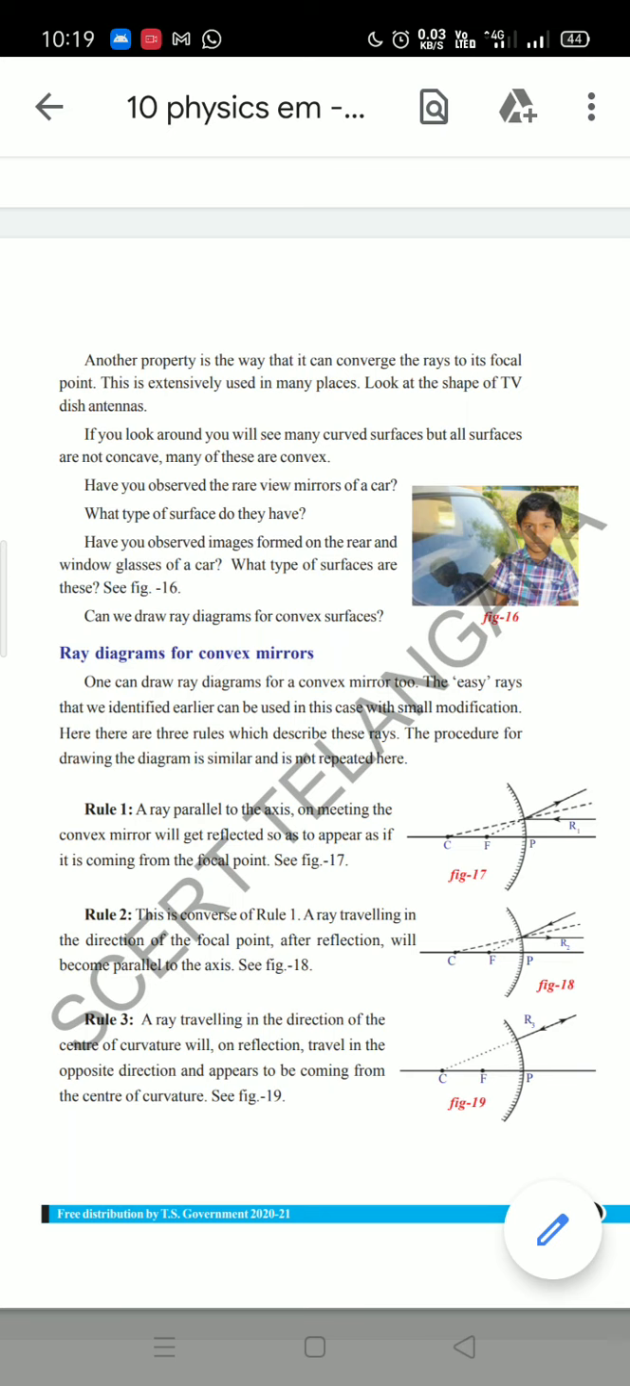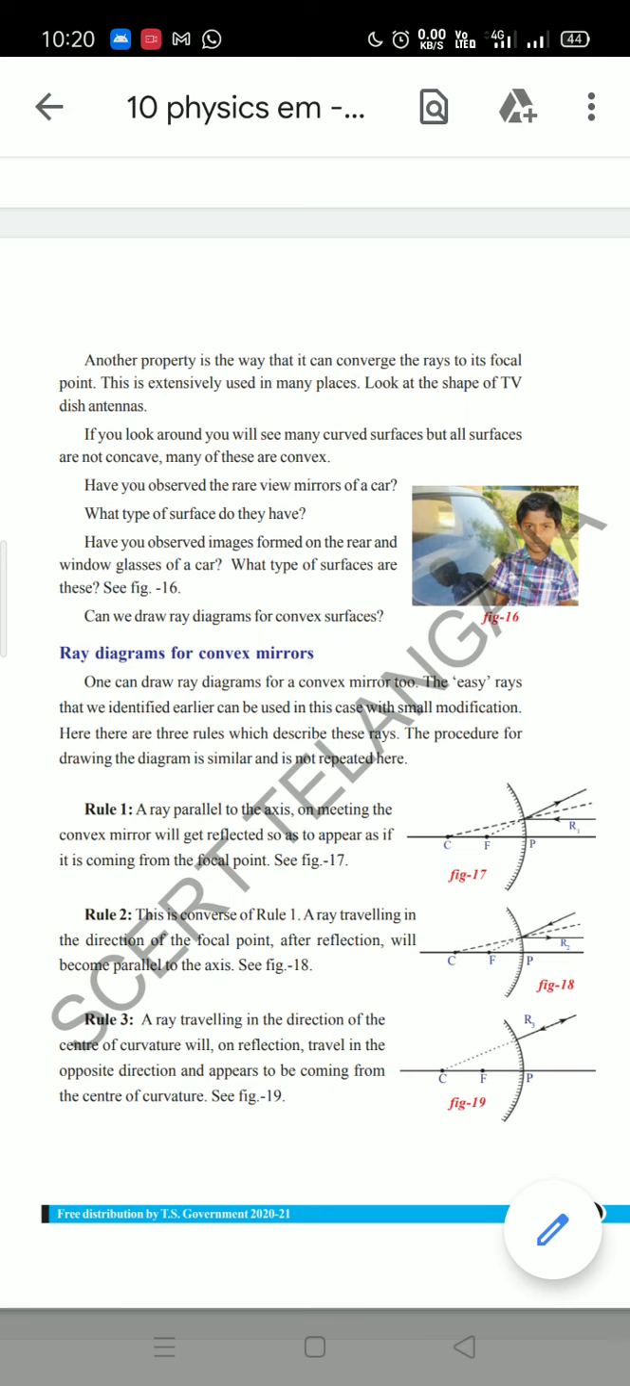Rule 1. Any ray parallel to the axis, on meeting the convex mirror, will get reflected so as to appear as if it is coming from the focal point. See figure 17. Rule 2. This is the converse of rule 1. A ray traveling in the direction of the focal point, after reflection, will become parallel to the axis. See figure 18.